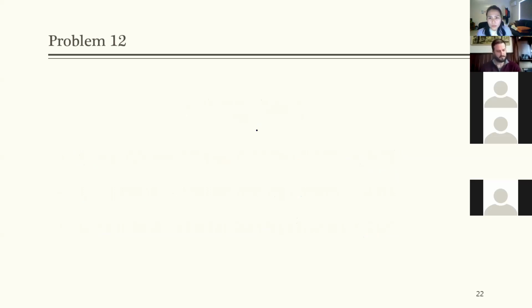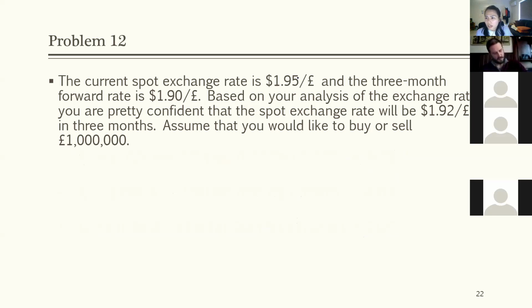All right, so problem 12. Now in this problem, we are going to use the forward contract to speculate, okay? So here you've got information for the spot exchange rate. This is the current spot exchange rate, and I'm going to say it's S0, for the current spot. I've got a 3-month forward rate, which is $1.9 per pound. So based on my analysis of the exchange rate, I think that the future spot exchange rate is going to be 1.92. Okay, so this is my ST.